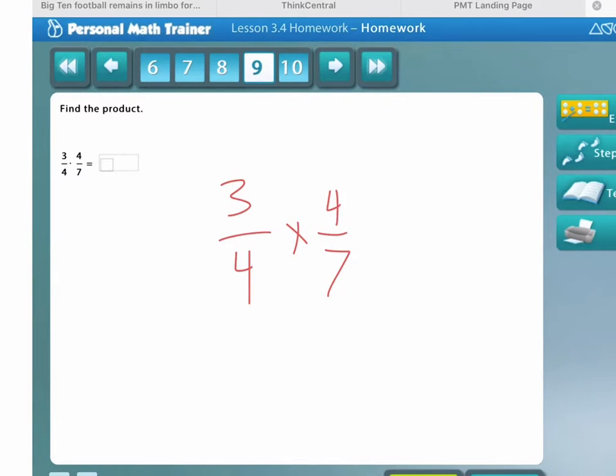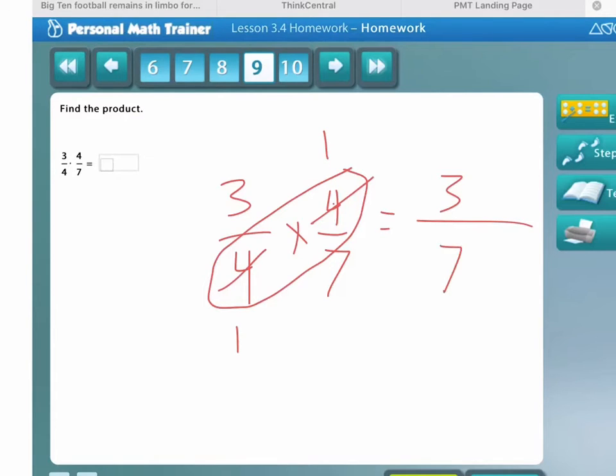Same problem as before. You look on the diagonal, you can simplify this. I call it the slash and dash because it's a lot easier to slash them and then dash across to get the answer. 4 goes into 4 one time. 3 times 1 is 3. 1 times 7 is 7. 3/7. If you had to model this problem, you could do an area model.